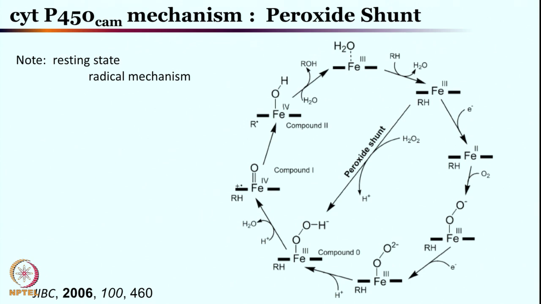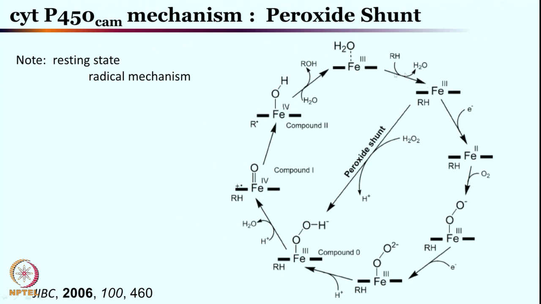So this is where we start. This is the iron 3 aqua complex, also known as the resting state of the enzyme. It reacts with the organic substrate. I would not say it is a reaction, it is just a displacement of the water molecule in the presence of the substrate. When the substrate comes in, the water molecule goes out. So the substrate sits very close to the active site, and then this iron 3 site gets reduced to iron 2+ in the presence of the substrate over there.